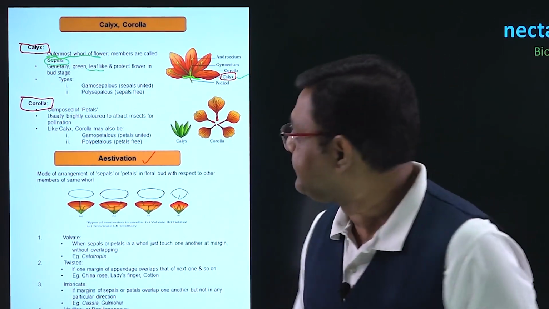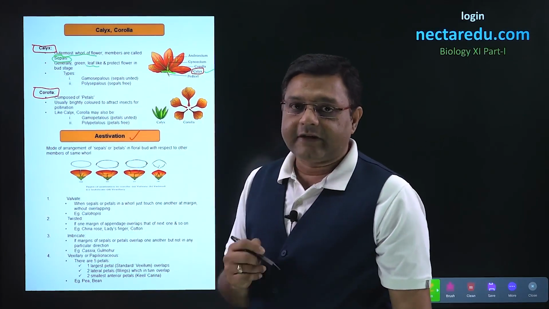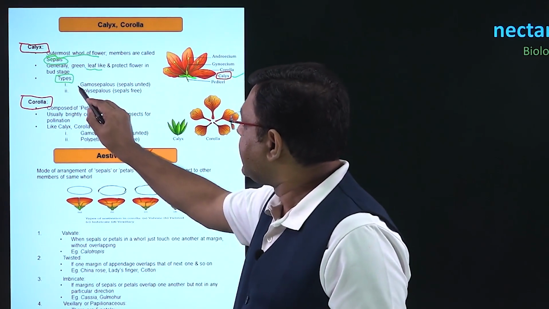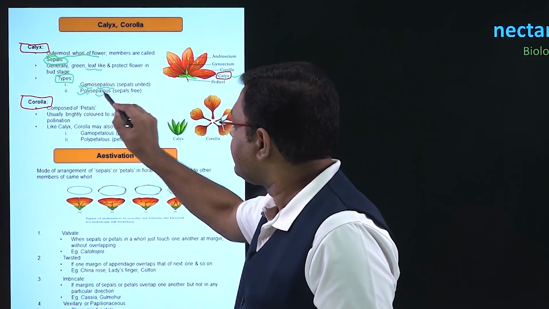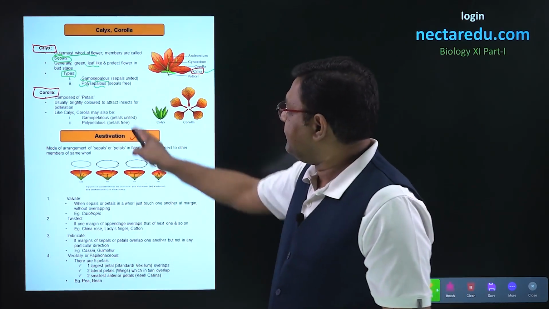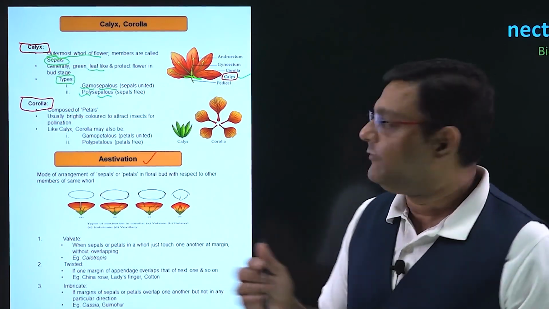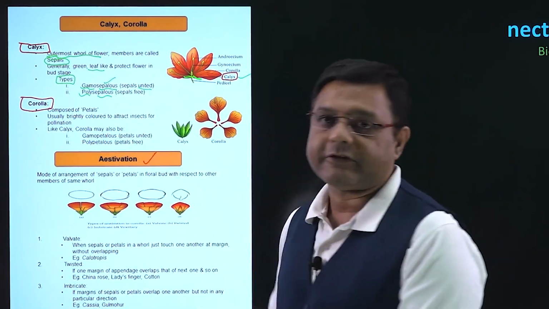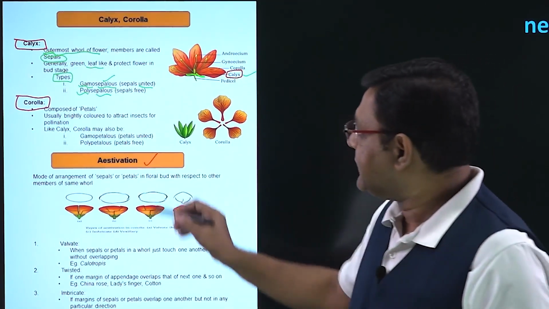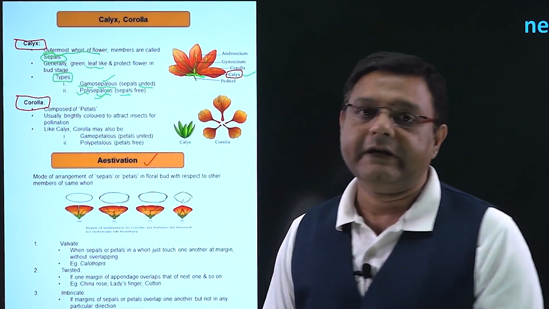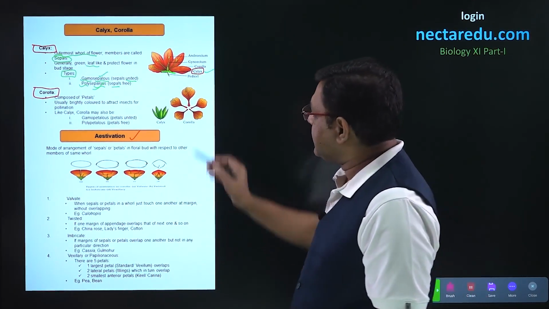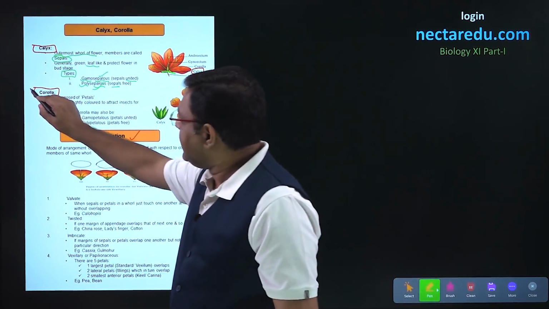is in bud stage. Now, these calyx or the sepals can be of two types. The first type is called gamosepalous and the second type is called polysepalous. The term gamo refers to the fusion. So, when the sepals are united, then we will say that the condition is gamosepalous. When all the sepals are free, not attached to each other, we will call that the condition polysepalous.